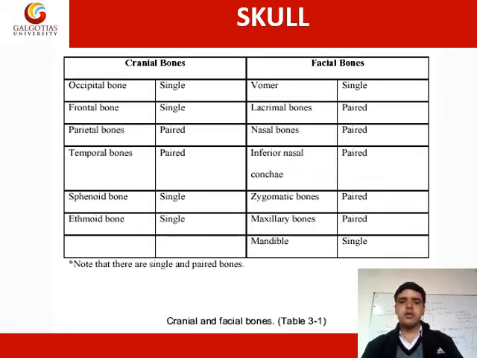Next component of the skull is formed by the facial bones. They include vomer, lacrimal bones, nasal bones, inferior nasal concha, zygomatic bones, maxillary bones and the mandible. Out of all the facial bones, except vomer and mandible, all are present in pairs. So basically two bones will form the pairs, and ultimately there will be 14 bones together forming the facial bones.